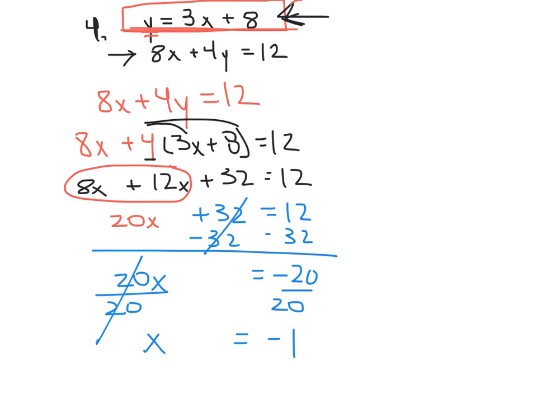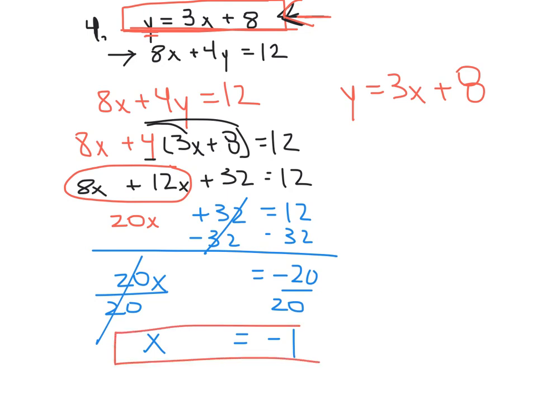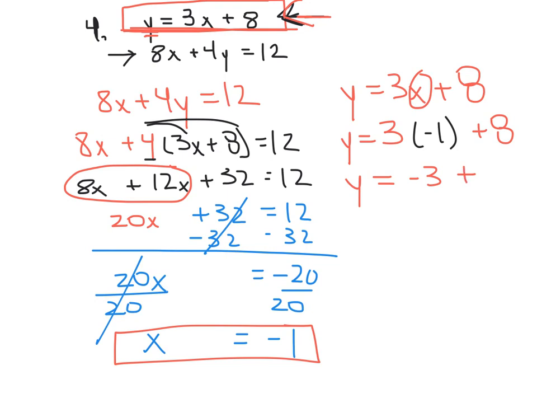coordinate. So we're going to use the top equation where they tell us that y equals 3x plus 8, and we're going to sub in our x equals negative 1 for our x up here. So that would be y equals 3 times negative 1 plus 8. 3 times negative 1 is just negative 3 plus 8. So that would give us a positive 5 for our y coordinate. So we would write our final point as negative 1, 5.